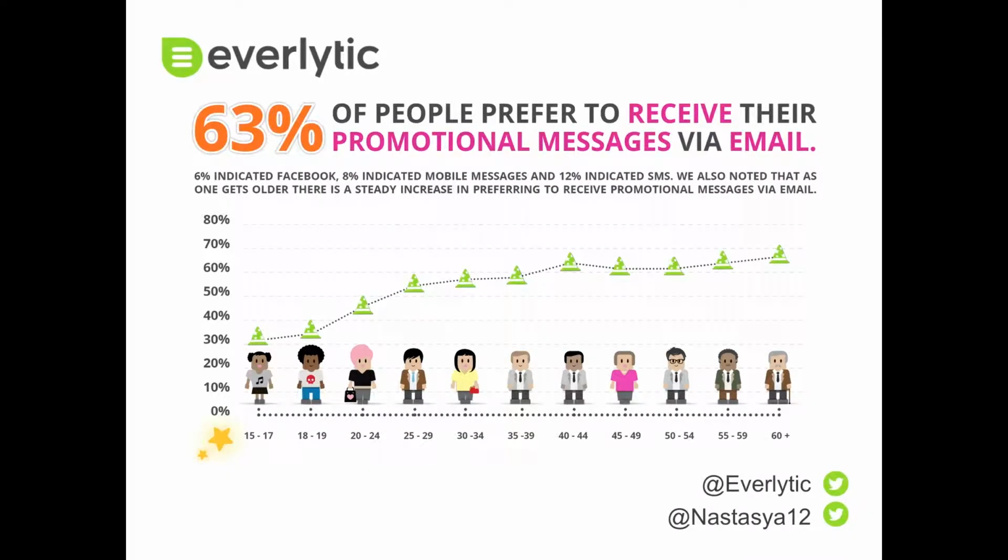63% of people prefer to receive their promotional messages via email. And this ties back to the subscriber being in control. They prefer to receive promotions in a place where they know they can control it. They can manage their inbox, they can unsubscribe if they don't want the information, and then they feel in control. The subscriber wants to know what's going on, but they don't want to feel like they're bombarded. So they really have to feel like they've got the control to make those decisions.